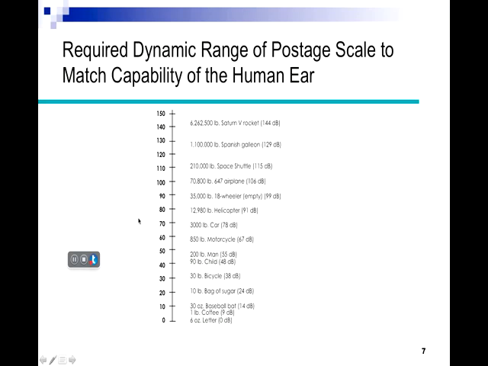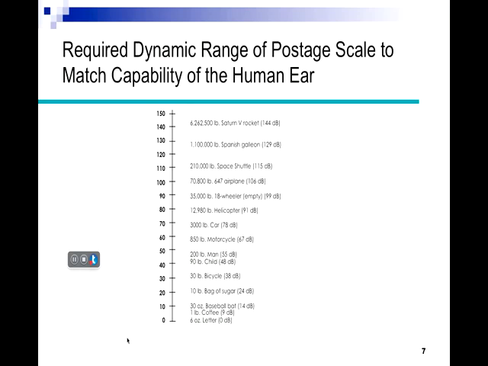Now, this is a scale which is called the required dynamic range of a postage scale to match capability of the human ear. Over here on the far left, we have numbers that go from 0 up to 150. And that's kind of typical. If we're going to be monitoring workplace exposures, we may get sometimes impact noises as high as 140 decibels.